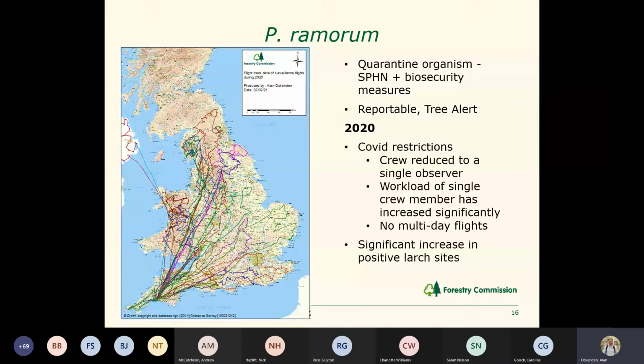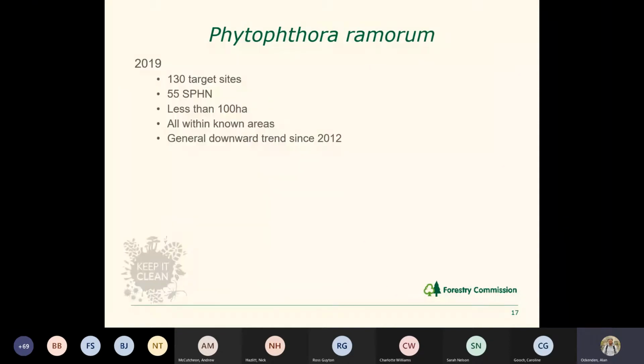We've also suspended multi-day flights as well. So we've got some good coverage this year considering all of those factors, but it's been tricky. But something that we did observe last year was a significant increase in positive larch sites. So we'll have a little look now at what's happened over the past couple of years and where we've ended up at the end of last season.